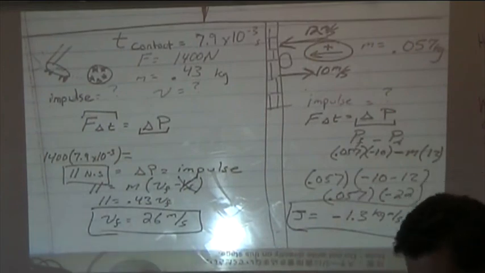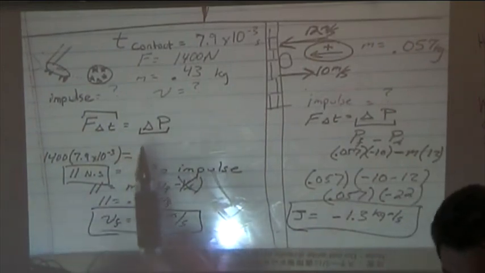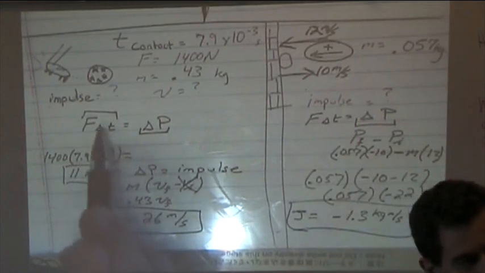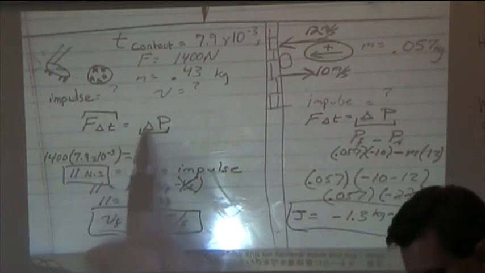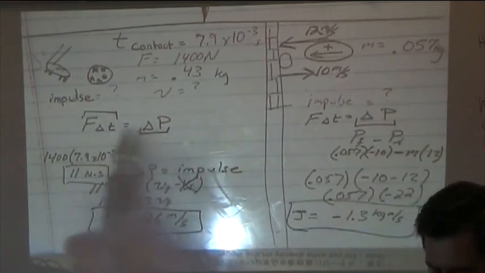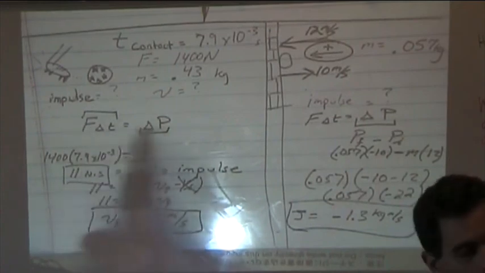So with the impulse momentum theorem, we say that a force applied over a period of time is the impulse, or it causes a change in momentum, and either side of this equation is the impulse itself.